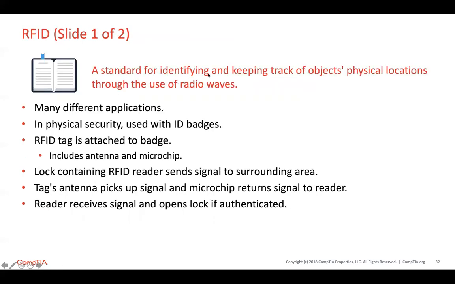RFID is standard for identifying and keeping track of objects, physical locations through radio waves. Many different applications in physical security used with ID badges. RFID is attached to the badge, includes an antenna and a microchip. Locks containing RFID readers send signals to the surrounding area. Tag's antenna picks up signal and the microchip returns to the reader. Reader receives signal and opens lock if authenticated.